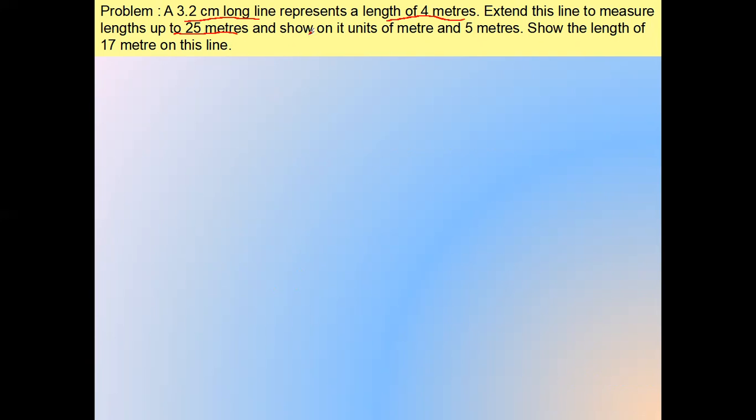Now next we read the question: show a unit in 5 meter. According to this statement, the unit meter and 5 meter is our least count, which is to be drawn on the scale. Clear? And show the length of 17 meter. This is our final target. So the question is clear. What is RF? What is maximum length? What is length of scale? And what is least count? Four points are given in this problem.